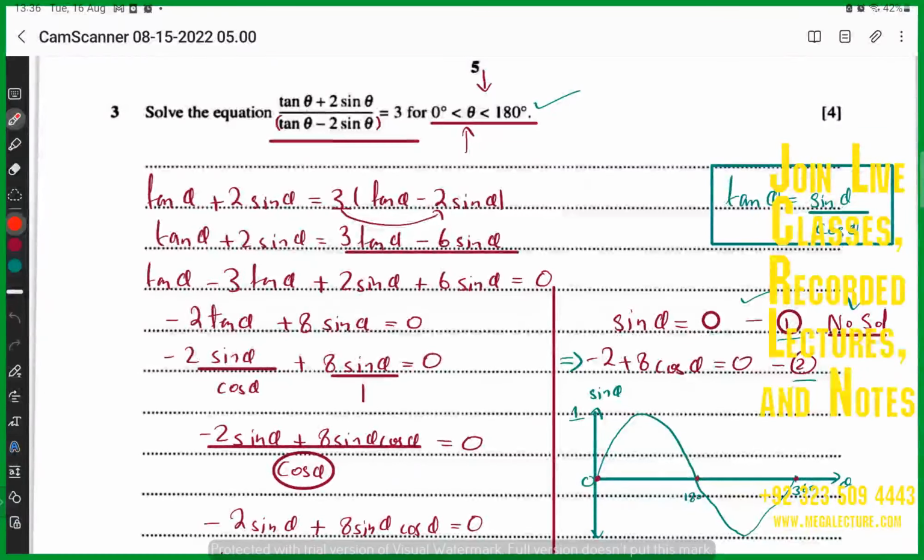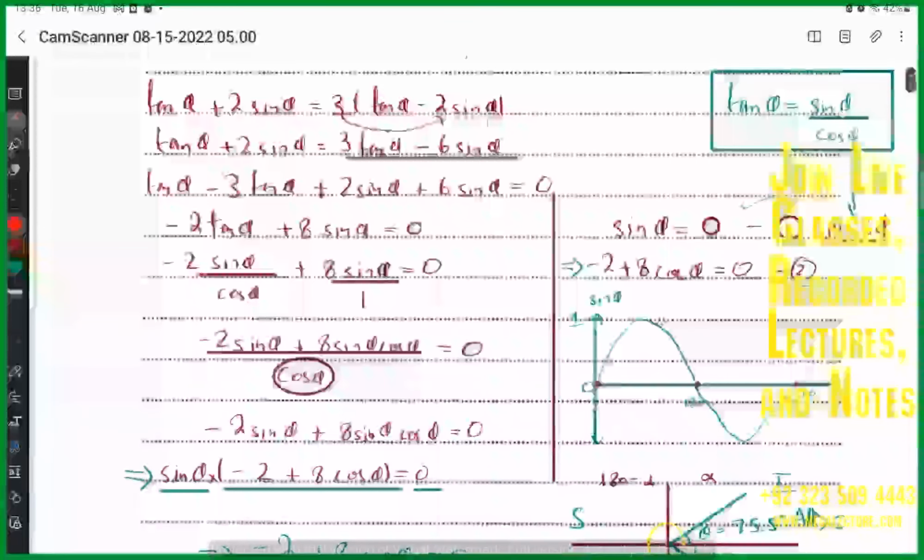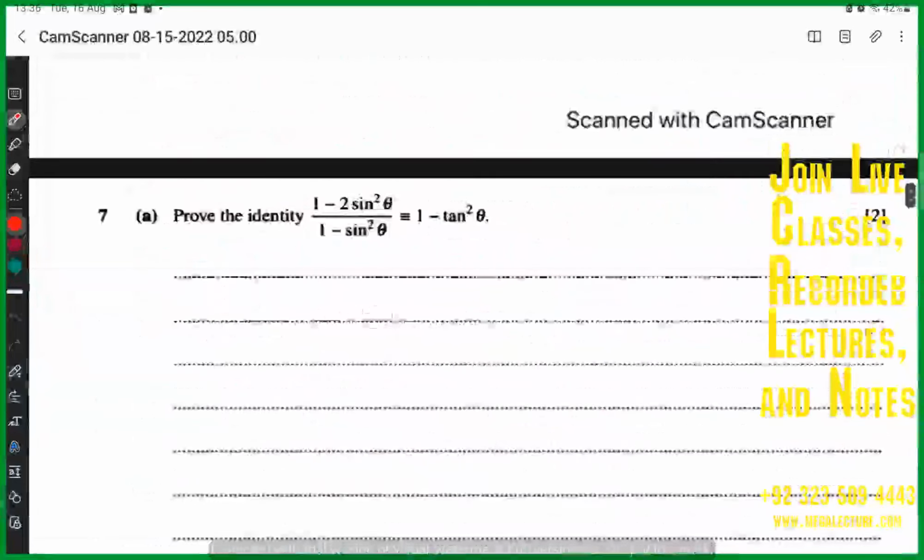If sine theta, cos theta, tan theta is equal to 0, just think about the graph. If it is equal to something positive or negative, think about the quadrants. Okay, and then we need to make sure that our answer lies within the range and all of that. Okay, all right, let's talk about the next part of the question.